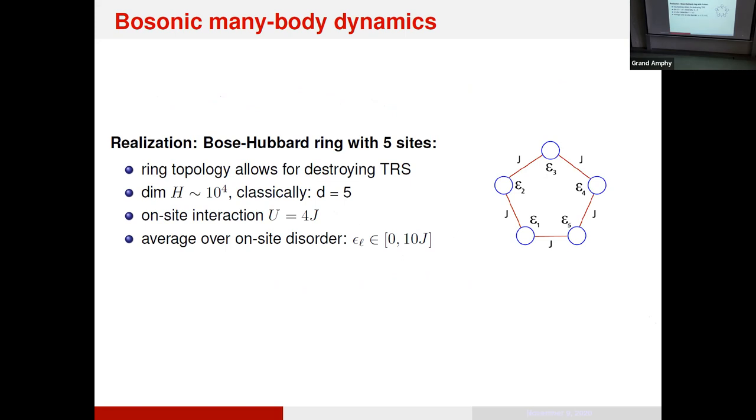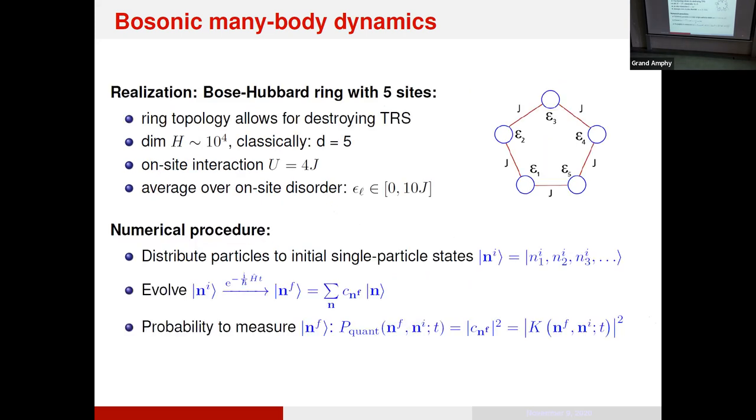We can include disorder to do this disorder average at the end. Then we choose an initial state quantum mechanically and let it quantum mechanically evolve to some final state. We may then compute the quantum probability to get from one certain initial state to a final state.